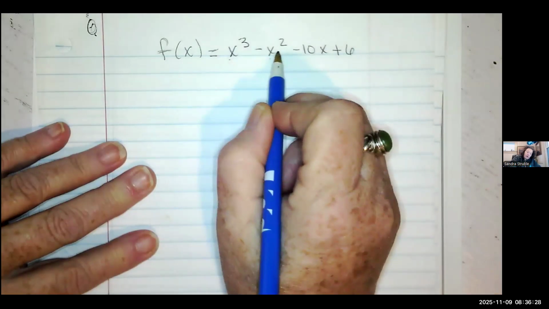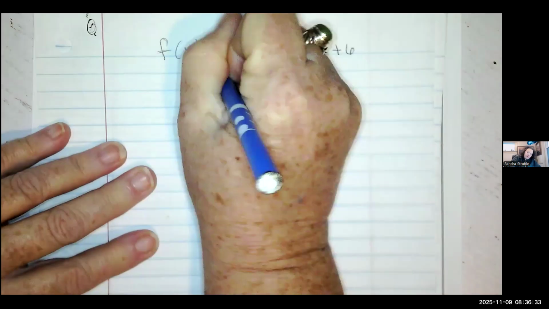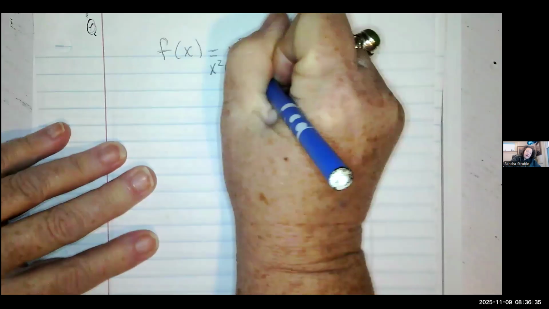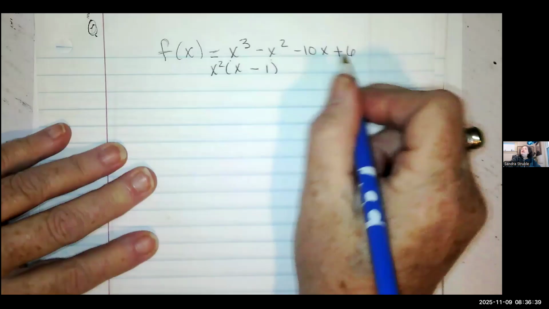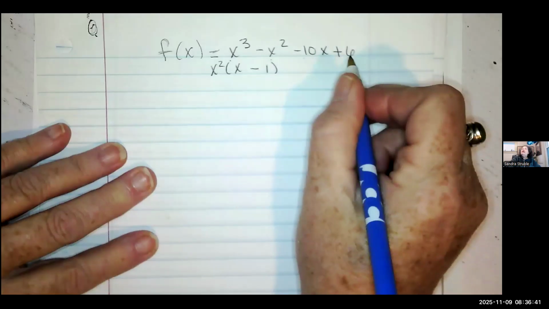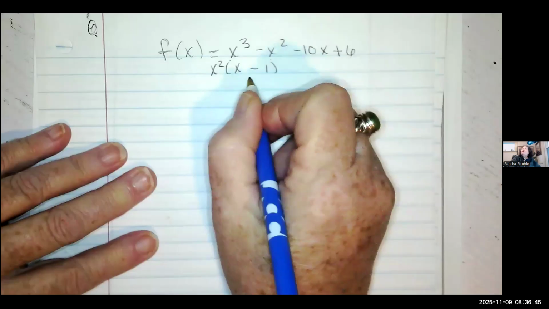Yes, they have x squared. That leaves me with x minus 1. Now I look at the next two. Is there anything I can factor out? Nothing that's going to make this look like x minus 1, which is what I want. So I can't go this route.